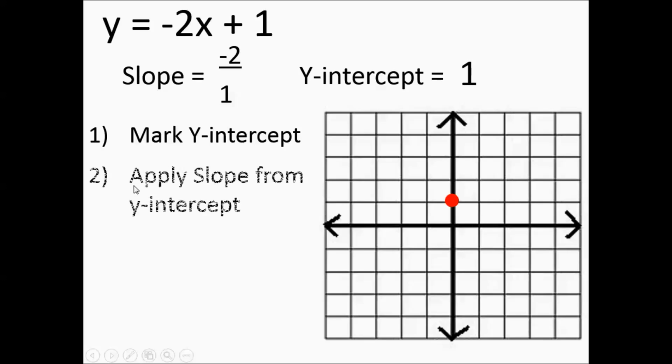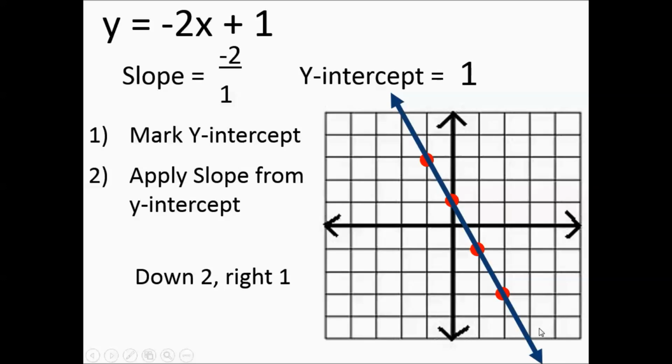From there, we're going to apply the slope. Once again, you don't do your slope from the origin. You do it from that y-intercept. So in this case, we have a negative 2. Well, being a vertical and negative change, that would be down 2. The 1 is positive, so it's going to be right 1. Down 2, right 1. So from our y-intercept, down 2, right 1, down 2, right 1. And you could also go up 2, left 1 if you wanted to retrace your steps. You could even put a point up here and down here, and you'd still get that.